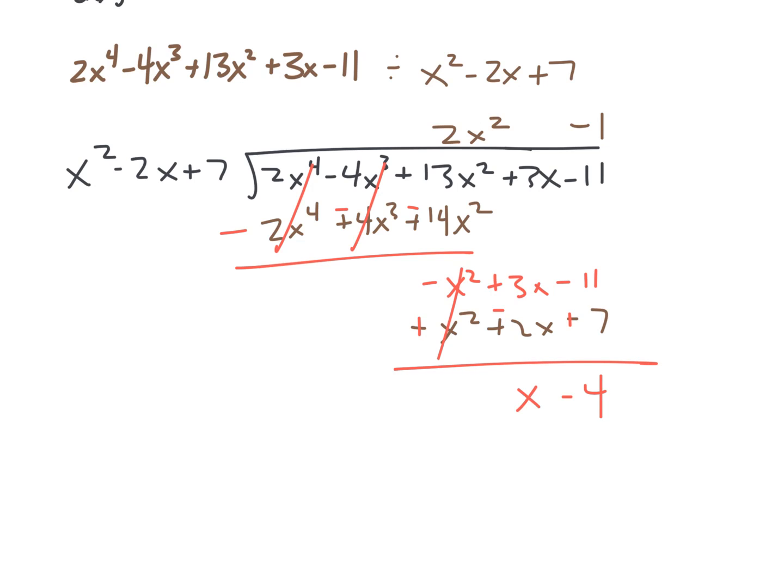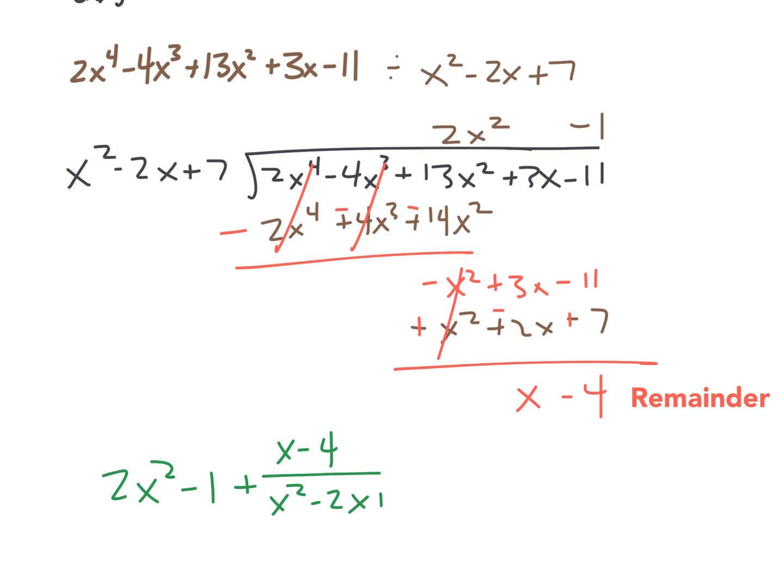And now there's no way to turn x squared into x. So this is a remainder. So my final answer will be that this whole polynomial divided by this polynomial is 2x squared minus 1 plus the remainder over the divisor, x squared minus 2x plus 7.